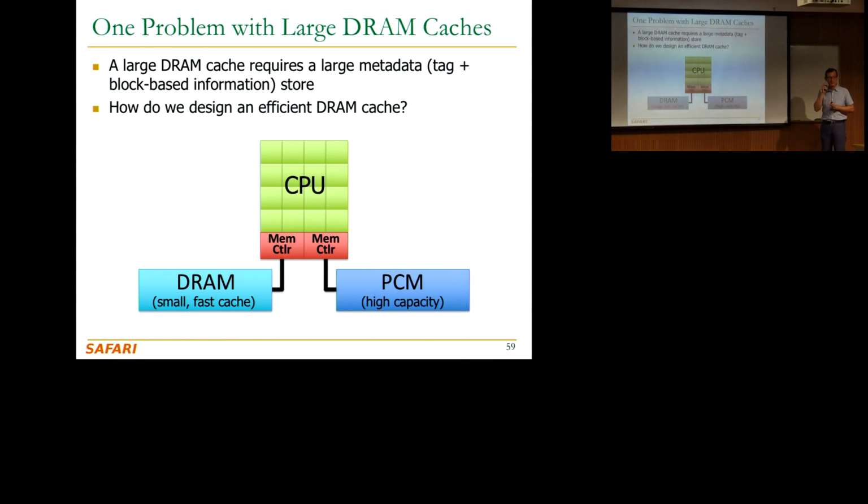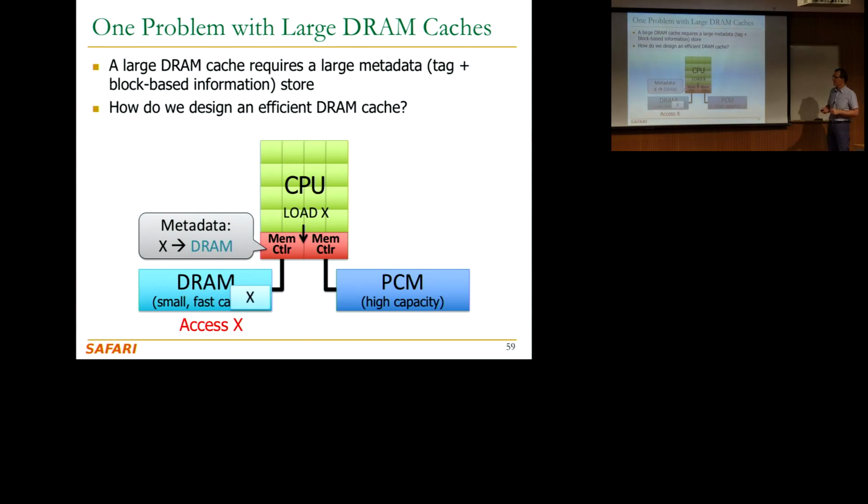64 bytes, 2 to the 6, so you have 2 to the 26 blocks. It's hard to imagine a memory controller that stores that entire cache tag store. So where do you put that? When you get a load X, you need to consult some metadata, and the metadata should tell you it's in DRAM or it's in PCM, right? If it's not in DRAM, you assume that it's in PCM.